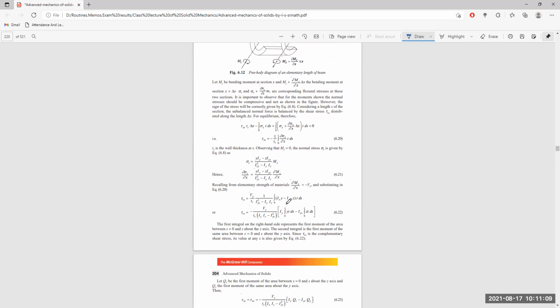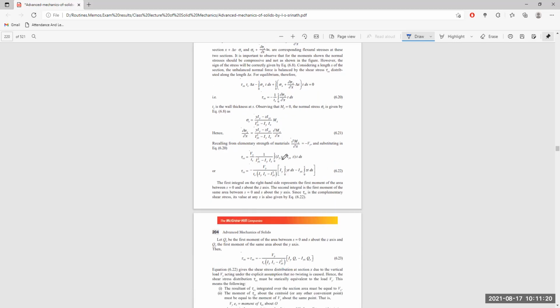Now, if we separate them and integrate, Iy into the integral from 0 to s of y into t into ds, and Iyz into the integral from 0 to s of y into z into t into ds, and here we replace this dMz by dy, and it is a negative.